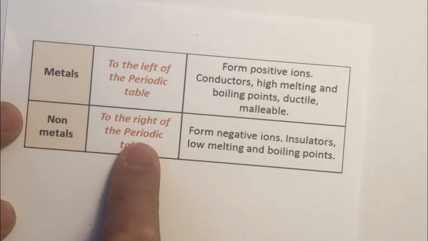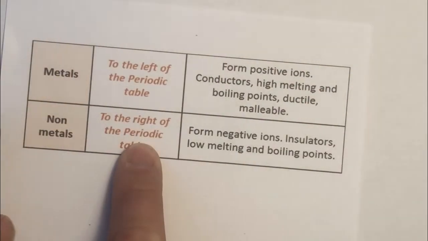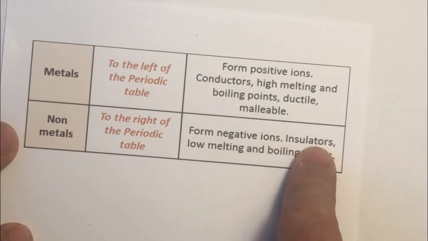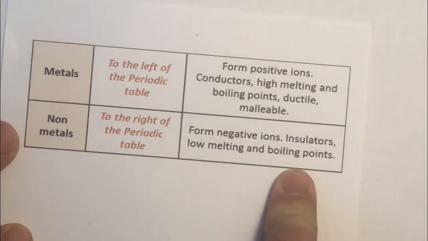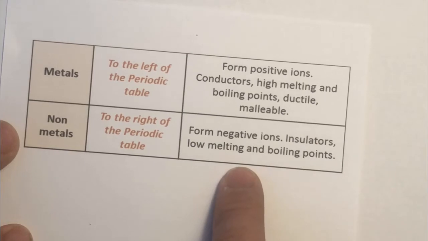Non-metals are to the right of the periodic table. So where you've got aluminium, everything to the right of it, the zigzag line, is a non-metal. They form negative ions, they're insulators, so they don't conduct heat or electricity. They have low melting points and low boiling points, which tends to mean that they are gases or liquids. The vast majority are gases, right? However, there are a number of liquids and solids within there as well.